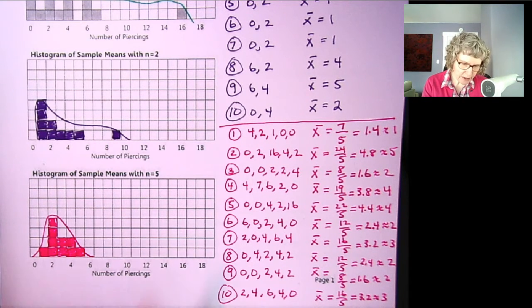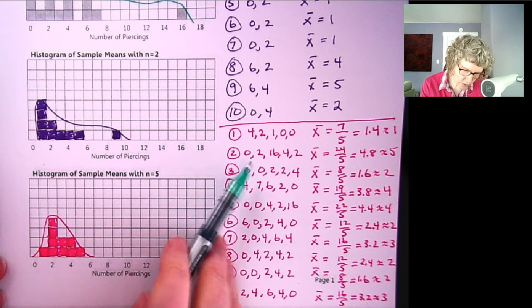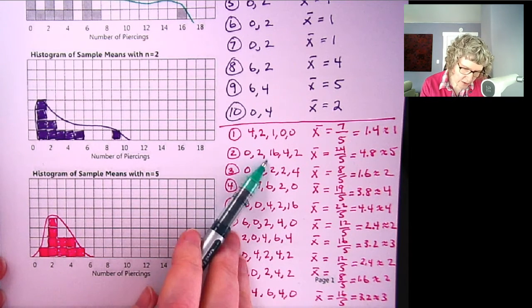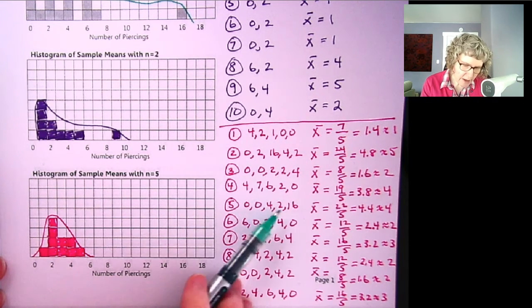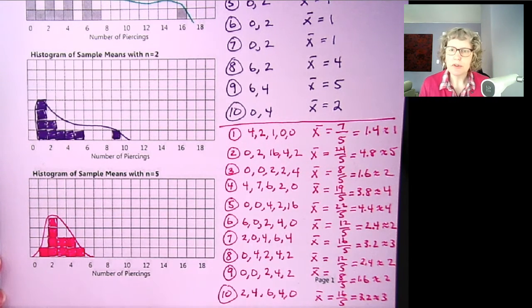So anytime we get a 16, I think I got a 16 2 times. Yeah, right there and right there. It's still one of the bigger ones, 5 and 4, but because we're averaging with 0s and 2s and even a 4, it's coming way down. So it's coming down to 4 or 5 piercings.